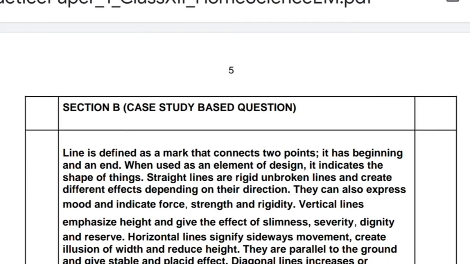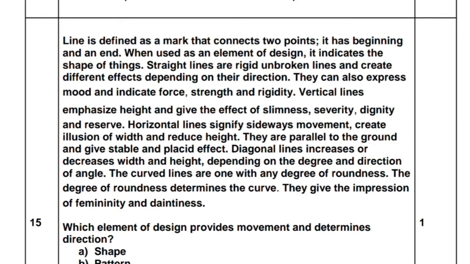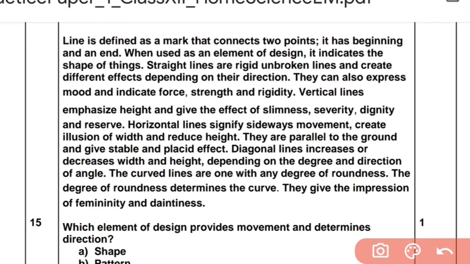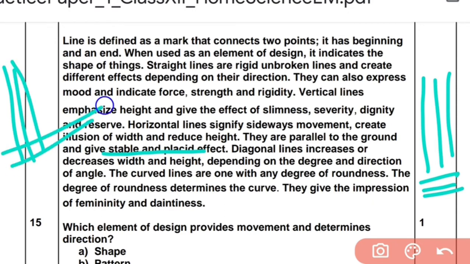Horizontal lines signify sideways movement and create the illusion of width and reduce height. So this increases height and this decreases height. They are parallel to the ground and give a stable and placid effect. Diagonal lines increase or decrease width and height. If the diagonal lines are like this, they increase the height, and if they are like this, they increase the width.